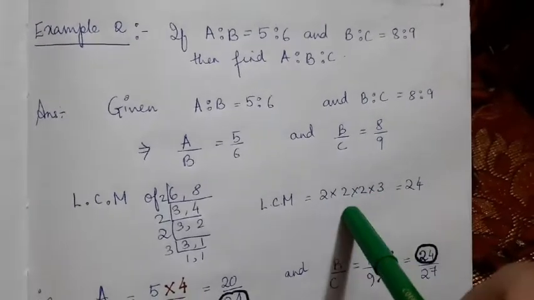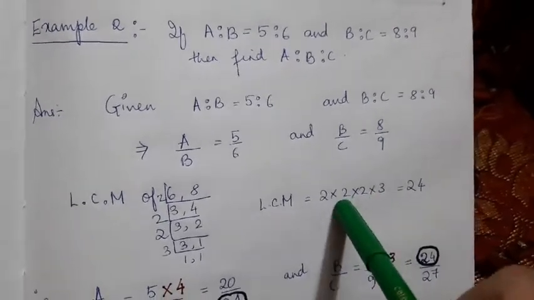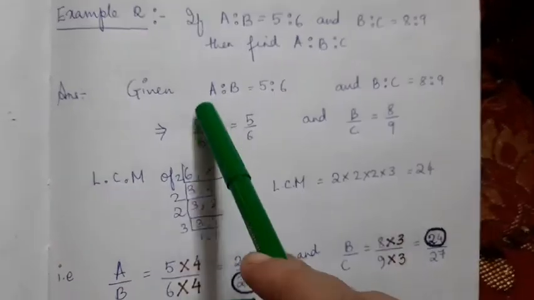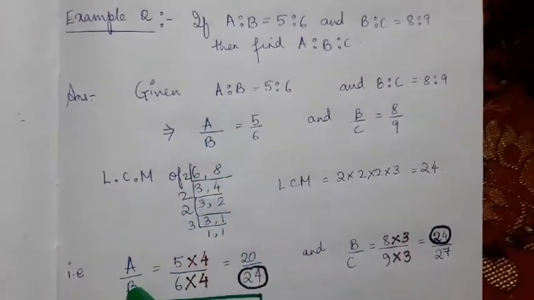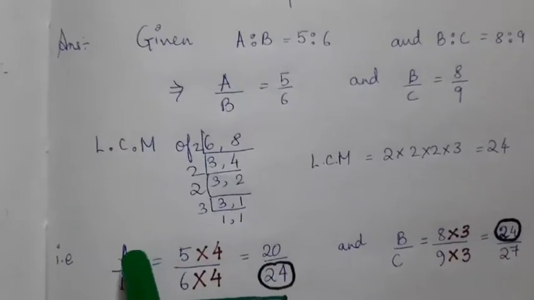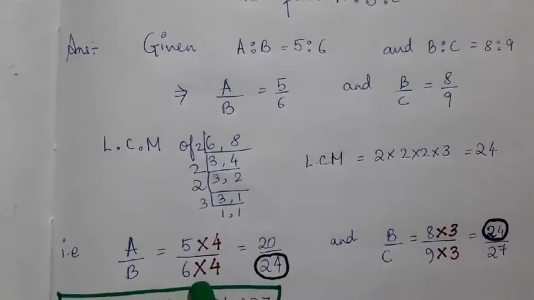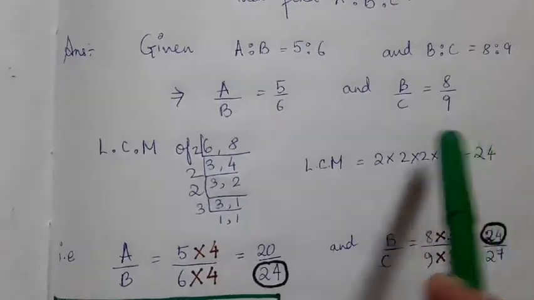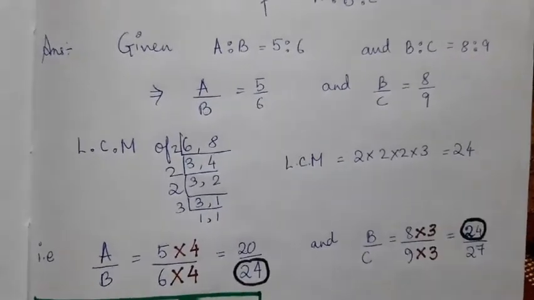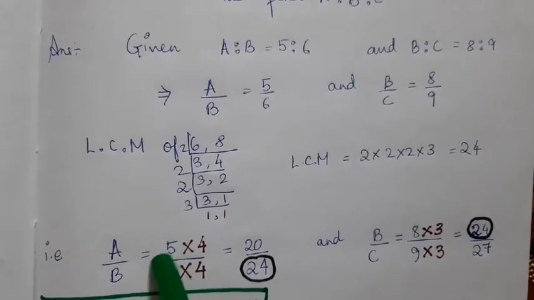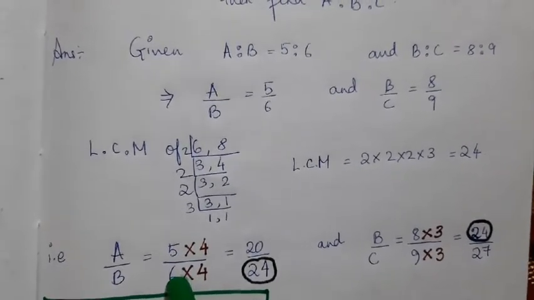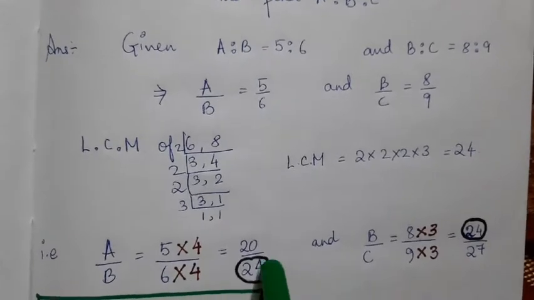After deriving the LCM of 6 and 8, we will convert this ratio, A by B. How will we convert? See, I have written it out here. A by B, now I'll convert 5 by 6. I have got the LCM as 24. So, how can I make the denominator 24? It's 6 given. So, if I multiply 6 with 4, I'll get 24.